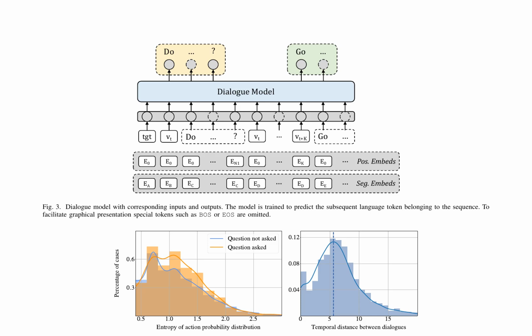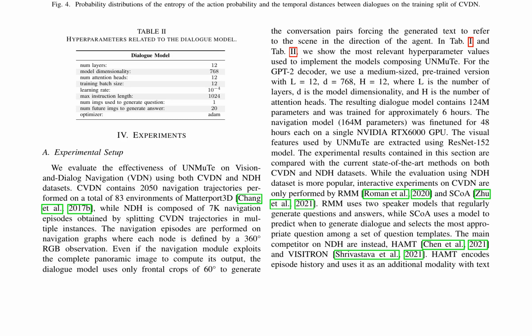Experimental results show that UNMuTe achieves state-of-the-art performance on the CVDN dataset, with a goal progress of 13.35 meters and a success rate of 7.73. The model outperforms recent methods on the CVDN and NDH datasets, including RMM, SCOA, HAMT, and VISITRON, in terms of goal progress, success rate, and normalized dynamic time warping, NDTW.